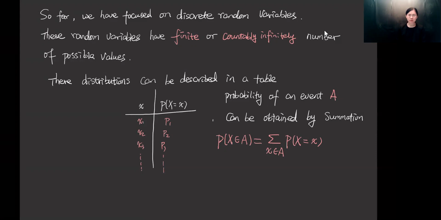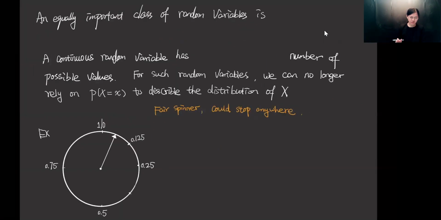So that's straightforward enough. But there is an equally important class of random variables that is called continuous random variables. A continuous random variable does not have finite or countably infinite number of possible values. Instead, the number of possible values for a continuous random variable is uncountably infinite.